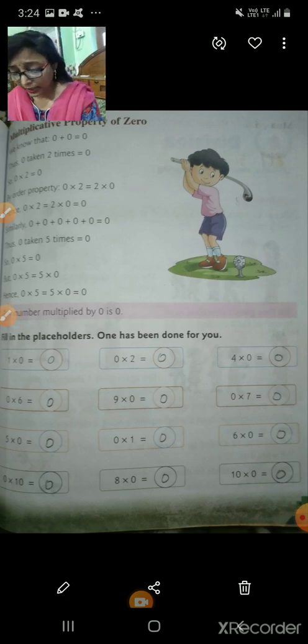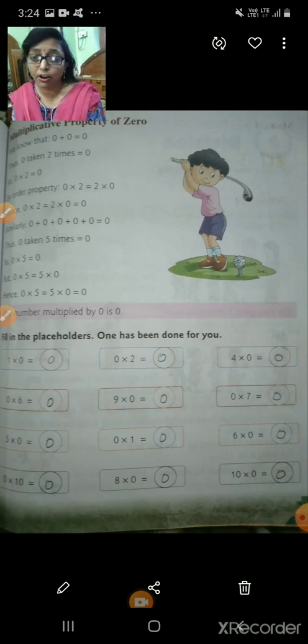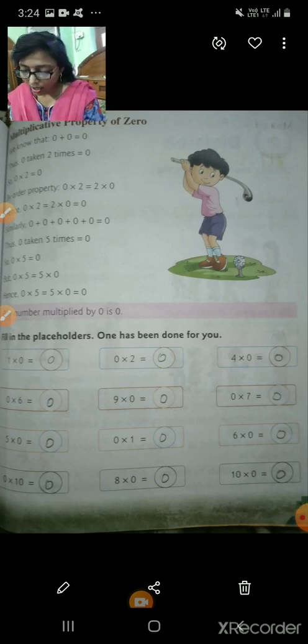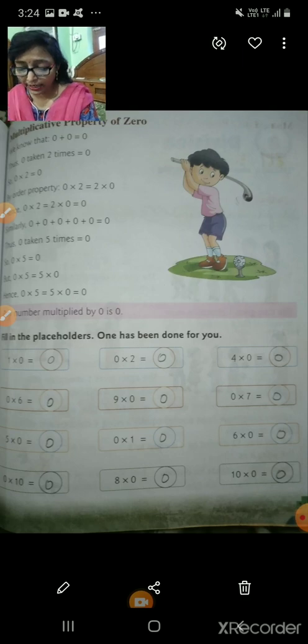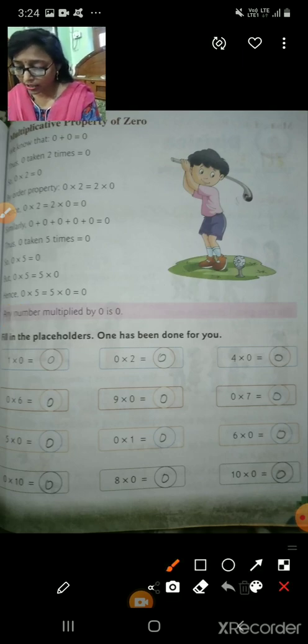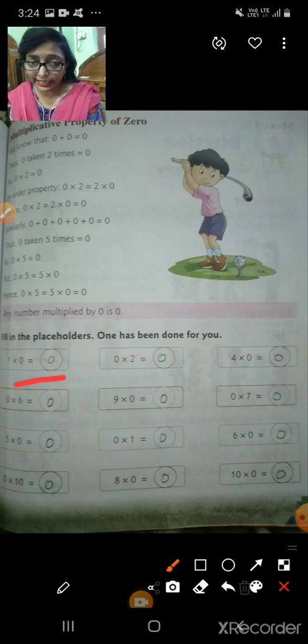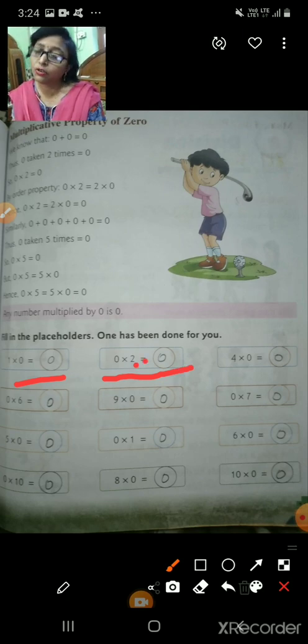Now the last page is 116. It is the multiplicative property of 0. I told you in my previous video that if we multiply any number by 0, the answer will always be 0. Here you can see one example is also given for you, that 1 into 0 is equal to 0. So in the second box you can also solve that 0 into 2 will always be 0.